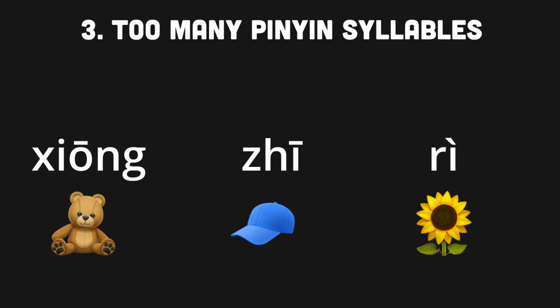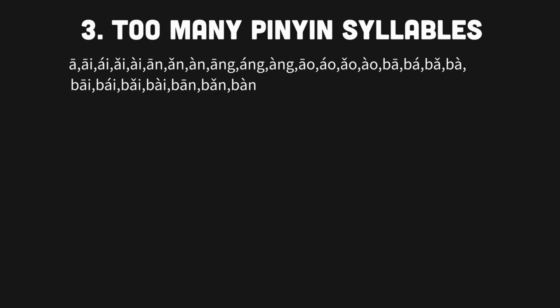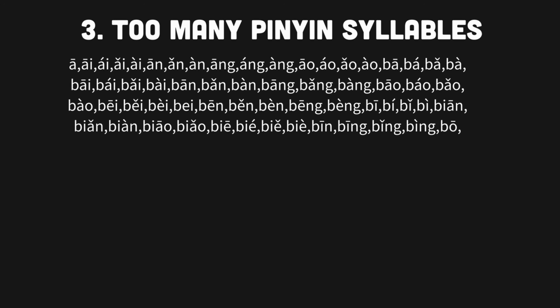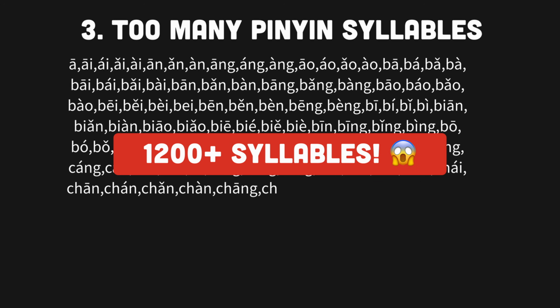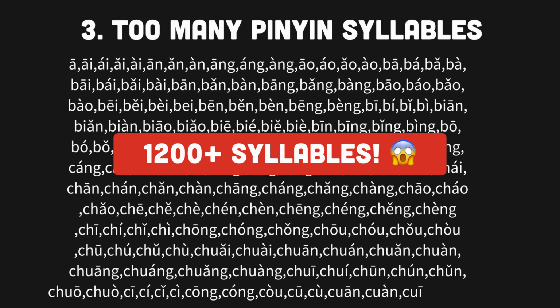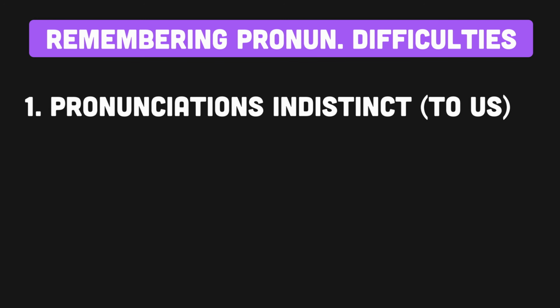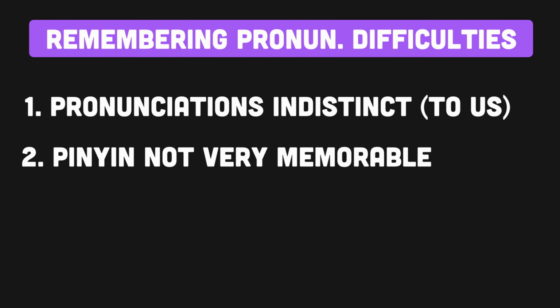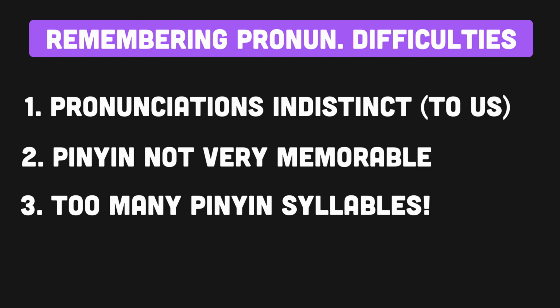Even if we have a memorable association for each possible Pinyin syllable, there are simply too many to assign associations to. Taking into account tone, there are around 1,200 possible Pinyin syllables. It is simply not feasible to assign an association to each, even if we somehow find a memorable system for doing so. To summarize, the three main issues that make pronunciation hard to remember are the sounds themselves are not distinct to our ears, the Pinyin syllables are hard to make memorable, and there are too many Pinyin syllables to create a system of associations.